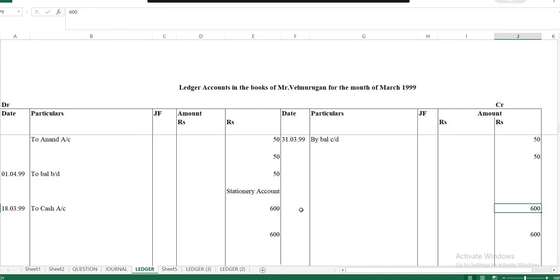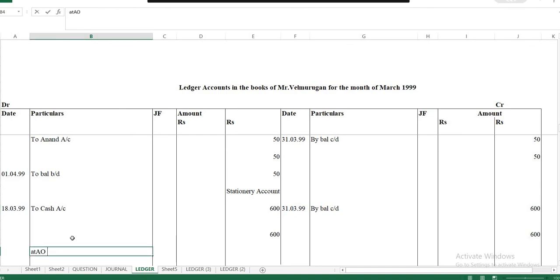600 is there, nothing is on this side; commonly you can put 600 on both sides. Put that 600 on top, and then just mention by balance carry down, and the date 31st. Then next, you see, to balance brought down. This has to be done only after this amount. To balance brought down, that amount of 600 has to be given. Okay, so 1st April is the date mentioned, the opening balance of next month, April.